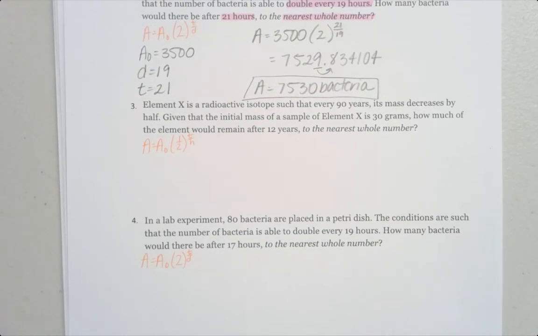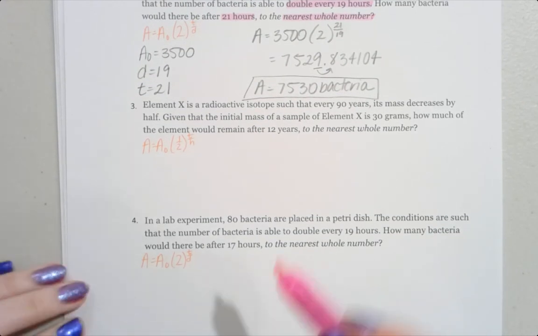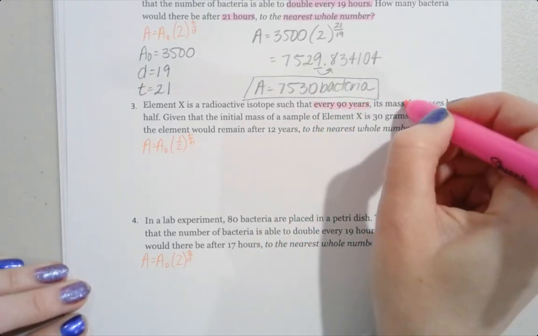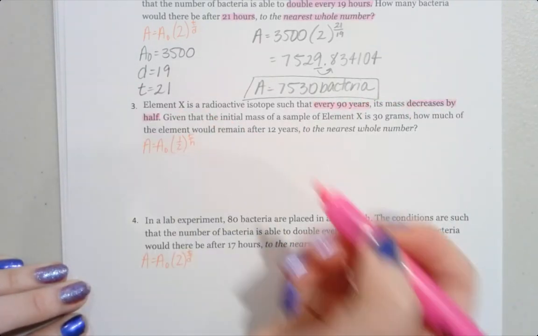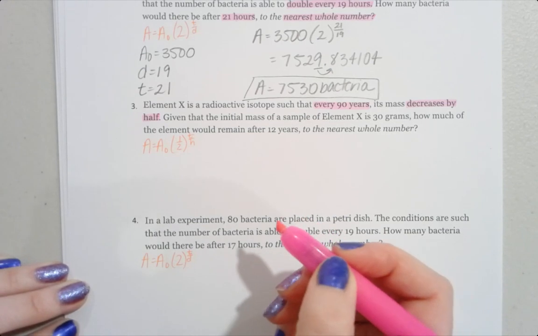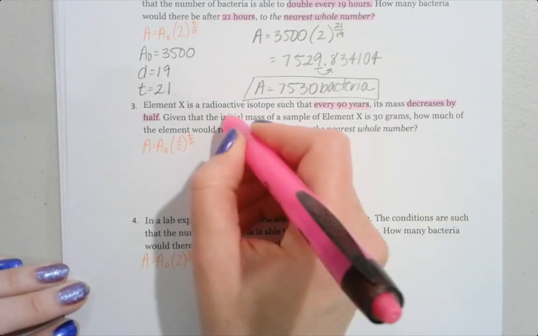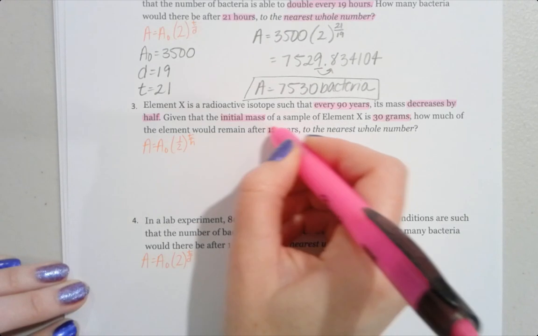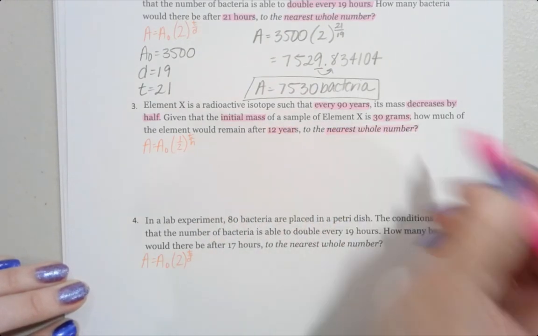All right, element X is a radioactive isotope such that every 90 years, wow, that's a long time, its mass decreases by half. So this is half-life. Given that the initial mass of a sample X is 30 grams, how much of the element would remain after 12 years? Round to the nearest whole number.